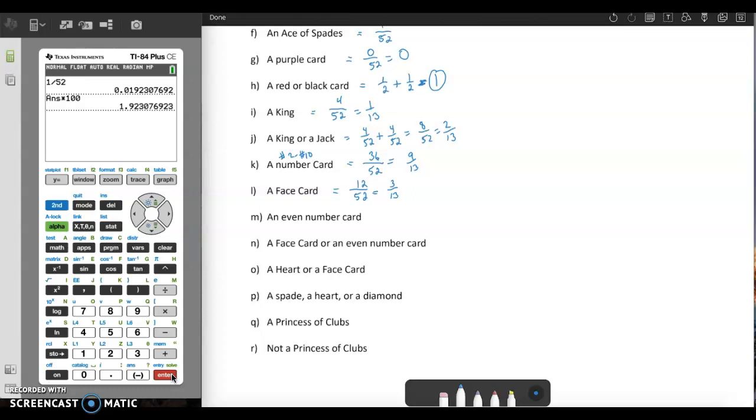What's the probability of drawing an even number card? So let's see, that would be drawing a 2, a 4, a 6, an 8, or a 10. So there's 1, 2, 3, 4, 5 ways to do that. And then each one of those ways is in each of the 4 suits. So there are 20 total of those in the deck.